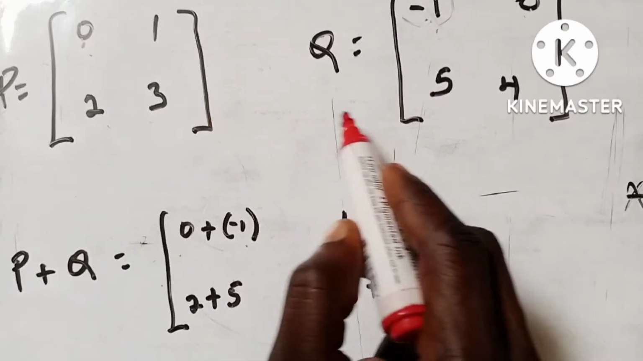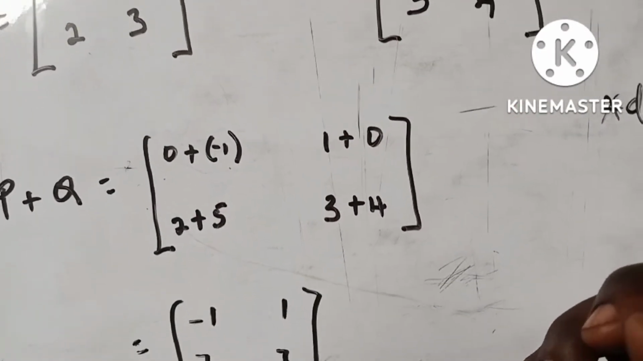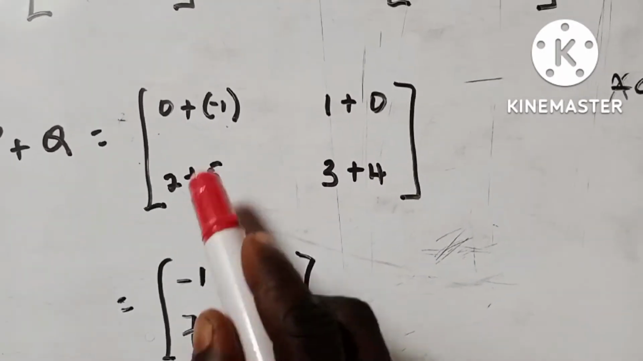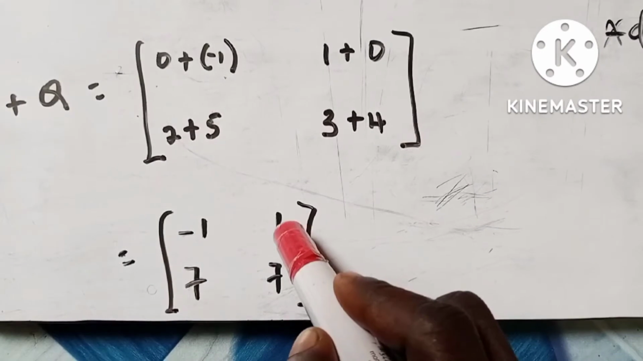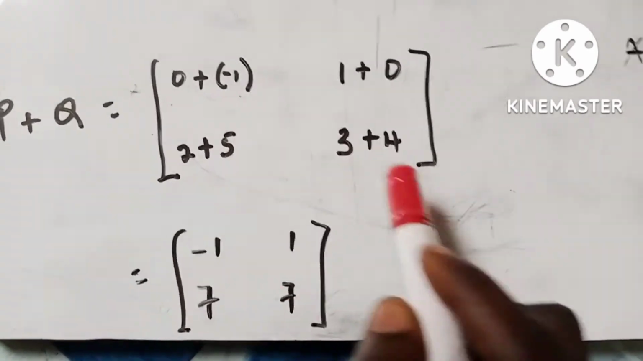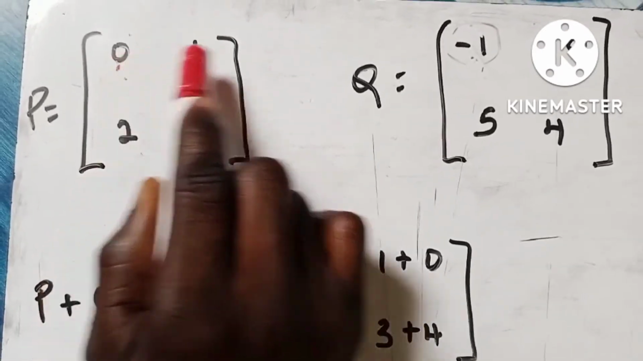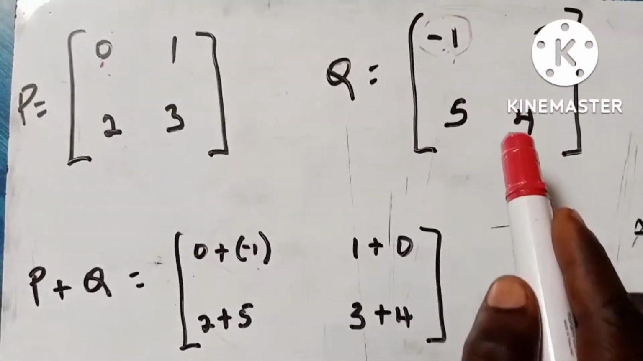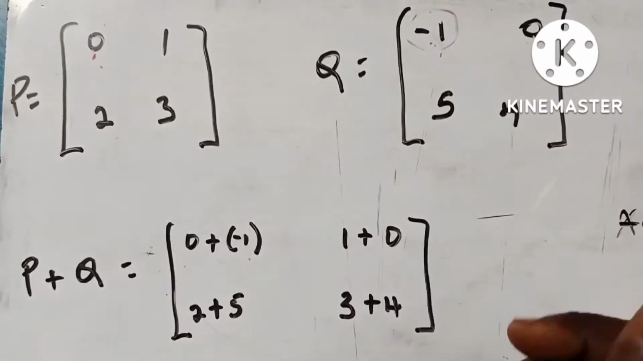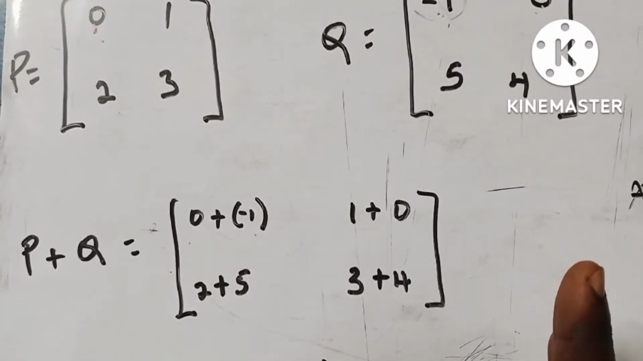The same applies to these two people. So 2 plus 5 here, and then 3 plus 4. That should give us, if you add everything here, negative 1, 1, and then 7, and then 7. The same applies to the subtraction. So if you want to subtract here, you have to subtract this guy with this and then this guy with that one. You can never interchange them. Is that okay? That is a very key and simple way of adding and subtracting matrices, right?